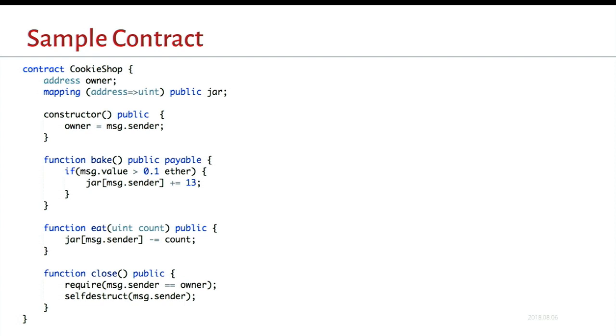And then there are a couple of functions, bake and eat. These are callable by anyone on the network. Anyone who has an account in Ethereum can call into these functions. And finally, there's this close function that does a validity check and lets the owner retrieve value from the contract. So in this example, the cookie shop has been baking cookies and getting money every time it bakes a cookie, because the person has to send in 0.1 ether to bake some cookies. And when they're done, they want to get that money back. A common way to do this is with the selfdestruct function and opcode.